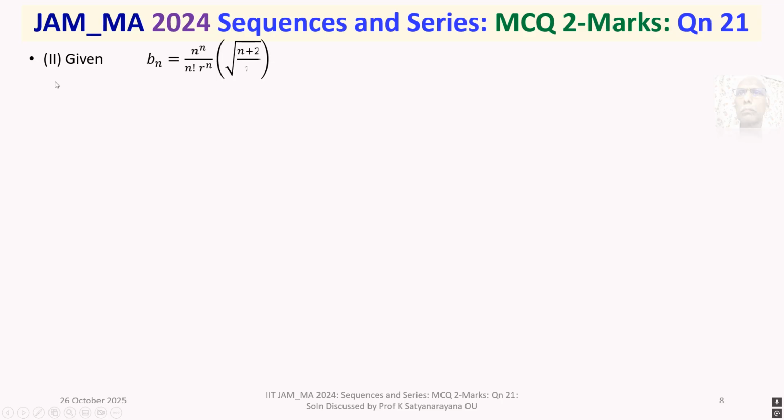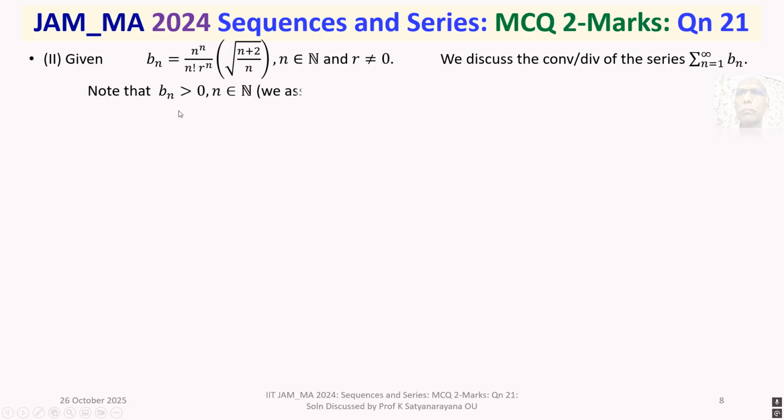In the second series, we are given Bn equal to n power n by n factorial into r power n, under the square root of n plus 2, for n belonging to N, r not equal to 0. We want to discuss the convergence and divergence of this series. Note that each term of the series Bn is greater than 0 for all n belonging to N; we assume for the time being r greater than 0, no problems. Thereby Bn will be greater than 0.